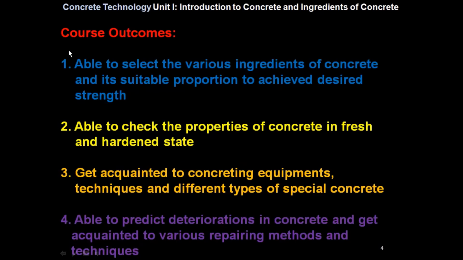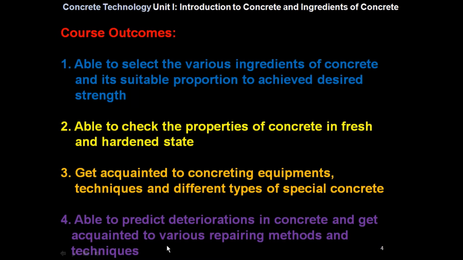Now we will see the course outcomes. First is the students will be able to select the various ingredients of concrete and its suitable proportion to achieve desired strength. Second course outcome is students will be able to check the properties of concrete in fresh state and hardened state. Third course outcome is students will get acquainted to concreting equipments, techniques and different types of special concrete. Fourth course outcome is students will be able to predict deteriorations in concrete and get acquainted to various repairing methods and techniques.